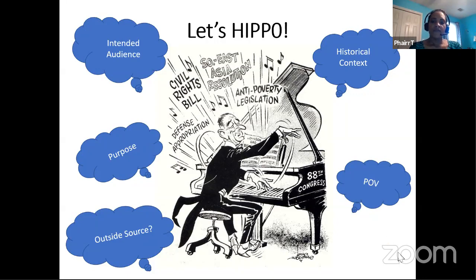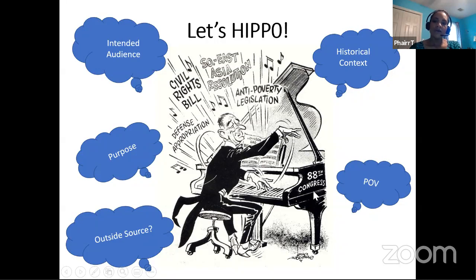Okay, so if you were given this cartoon, again, looking at that question I asked you at the beginning, which is to compare the policies of the New Deal and the policies of the Great Society, you would look at the historical context. You see Lyndon B. Johnson playing the piano, and the things in the air look at defense appropriation, civil rights bill, Southeast Asia resolution, anti-poverty legislation. Over on the side it says 88 keys, this is the 88th Congress.